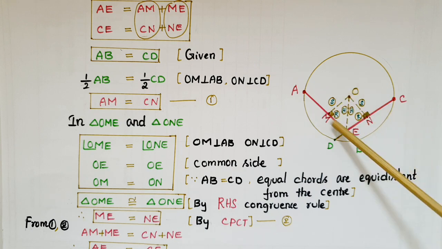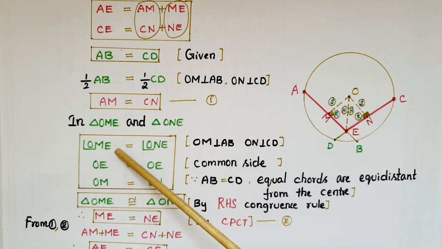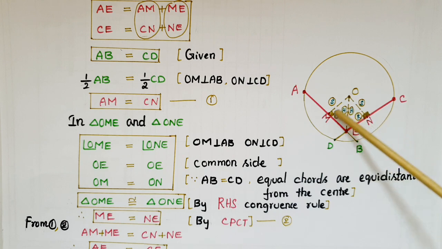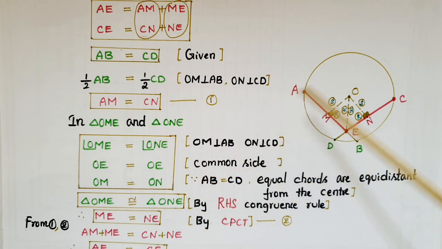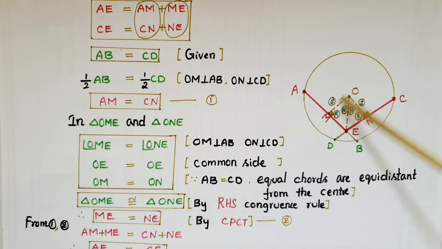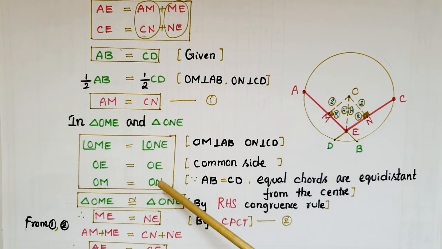So in triangle OME and triangle ONE, angle OME is equal to angle ONE. These two angles are right angles, and OE is equal to OE. This is the hypotenuse, and this is a common side of these two triangles. And OM is equal to ON, because the chords AB and CD are equal, that is given in the problem. So equal chords are equidistant from the center. So these two lengths are equal, OM is equal to ON.